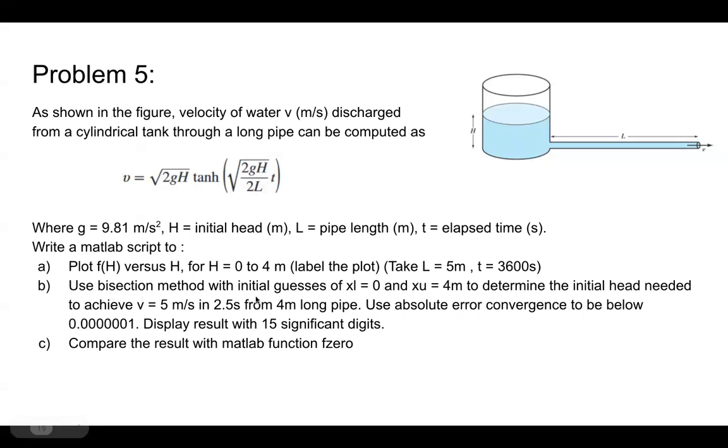Next is use the bisection method, with the limits given to you, xl equal to 0, xu equal to 4 meters. The initial head needed, velocity is also given to you, 5 meter per second. Length is given to you, time is given to you. You have to calculate the value of h. It should fall between the brackets 0 and 4. And this is a convergence limit that is given. You have to compare the same result using Matlab's fzero function. So this is a bit longer question. Try to do at least the first two parts and then we'll discuss the answer.